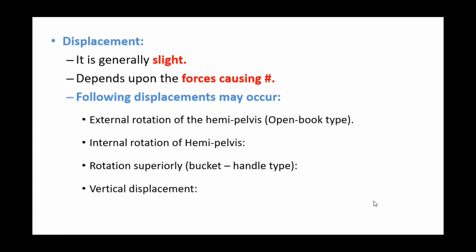Displacements. Displacement is slight and depends upon the forces causing the fracture. Different types of displacements can occur. Here is the list of the displacements that can occur, mainly 4 types: external rotation of the hemipelvis, the open book type; internal rotation of the hemipelvis; rotation superiorly, which is the bucket handle type; and vertical displacement.